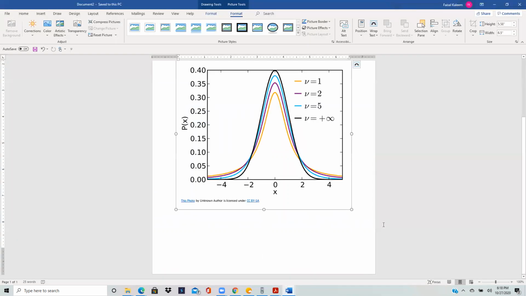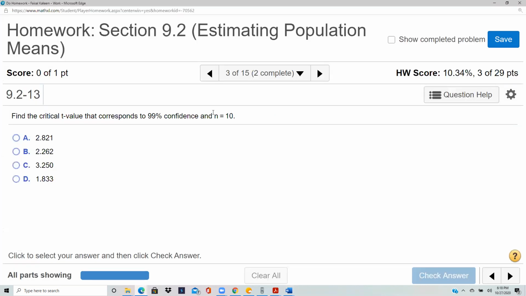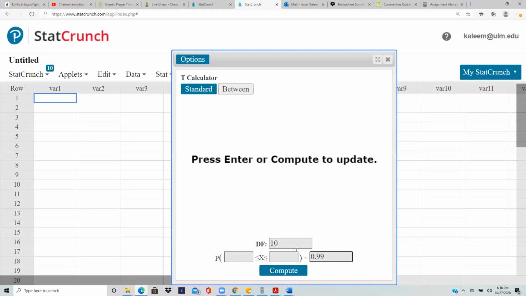So degrees of freedom is equal to sample size minus 1. So n is always used for sample size in this course. So degrees of freedom is sample size minus 1. Okay. So if n is 10, then degrees of freedom would be 9. Let's change this to 9.